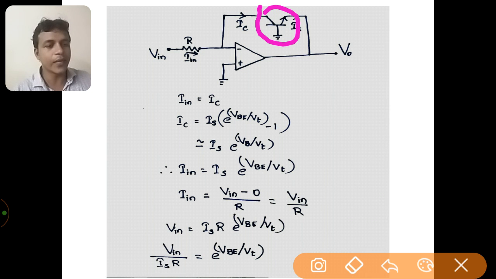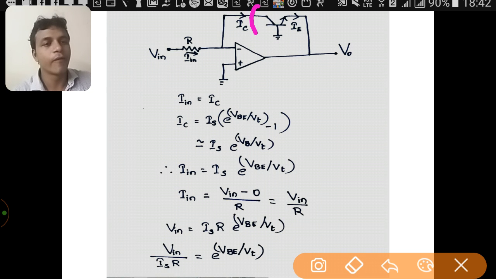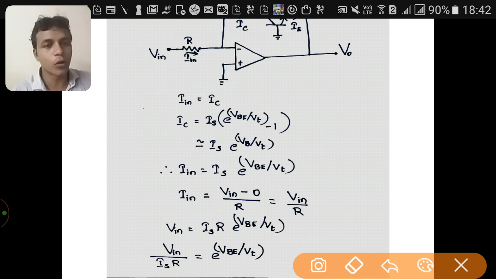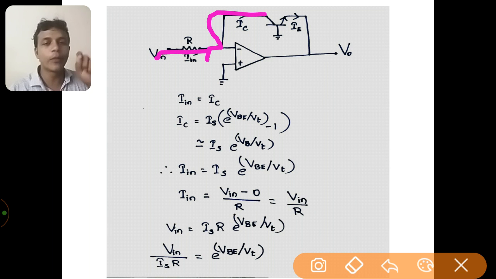Here again the circuit performs in the same way. It is also an inverting amplifier circuit. We are giving the input to the inverting terminal, and in the feedback path we have a BJT. The current generated due to this V in is I in. It passes through this resistor, and after reaching this node, the entire current passes through the feedback branch. It doesn't enter the input terminal of the operational amplifier, since the input impedance of the operational amplifier is very high.